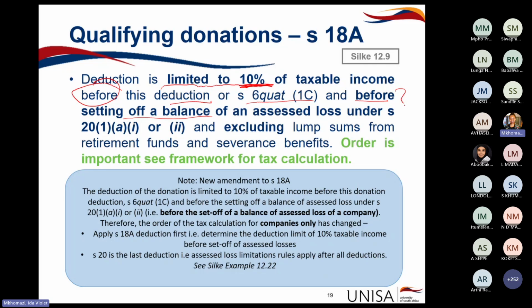And this is where the order of the calculation has changed. This is where the amendment comes in. It says that you need to first apply the Section 18A deduction. This means that you need to determine the deduction, and you limit it to 10% of taxable income before the assessed loss. And this is the reason that the assessed loss, your Section 20 deduction, is now being put as the last deduction.